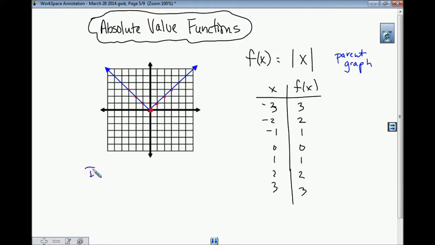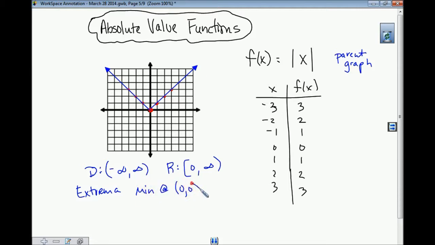So what is the domain of this function? Negative infinity to positive infinity. Range: 0 to positive infinity. Extrema: we have a minimum at the origin, and it's occurring specifically at (0, 0). This one also has, and we haven't seen it in a while, maybe not since parabolas, an axis of symmetry. So we could draw in a little dashed line right here.